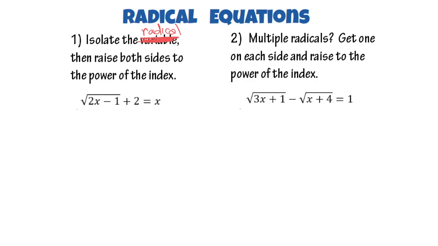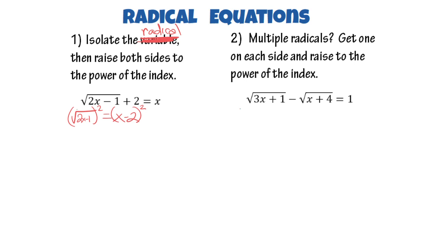Over here, first thing you're going to do is isolate the radical and then raise both sides to the power of the index. All right, isolate the radical. So I'm going to subtract the 2. And then I'm going to square both sides to get rid of that radical. Now, you don't just get to square each thing individually. You are squaring each side as a group.